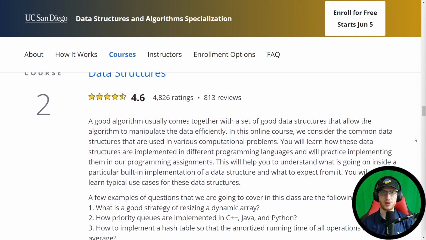A great course. A good algorithm usually comes together with a good set of data structures that allow the algorithm to manipulate the data efficiently. In this online course, we consider the common data structures that are used in various computational problems. You will learn how these data structures are implemented in different programming languages and will practice implementing them in our programming assignments. This will help you to understand what is going on inside a particular built-in implementation of a data structure and what to expect from it. You will also learn typical use cases for these data structures.